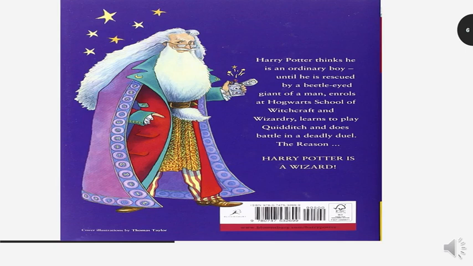Harry Potter thinks he is an ordinary boy until he is rescued by a beetle-eyed giant of a man, enrolls at Hogwarts School of Witchcraft and Wizardry, learns to play Quidditch, and does battle in a deadly duel... The reason? You see the ellipses that we talked about? They're putting these three dots to show that there is something else, that nothing has been told here. You would want to know what these duels are, what the fights are that he's going to have. So Harry Potter is a wizard. This is going to be a very interesting thing.